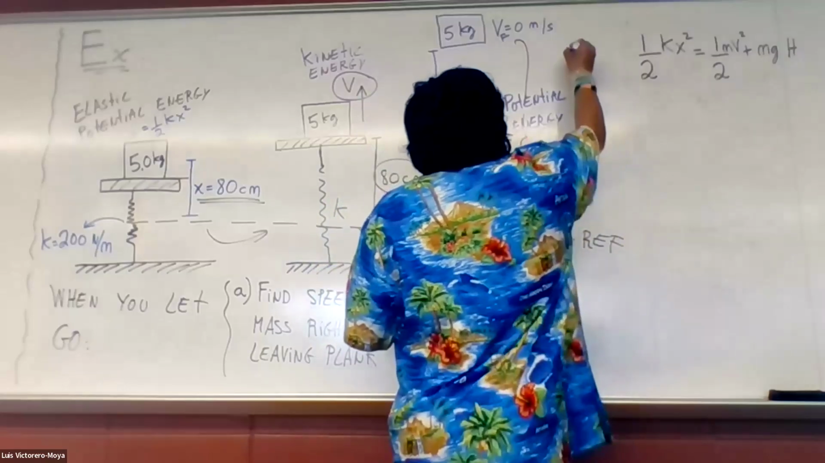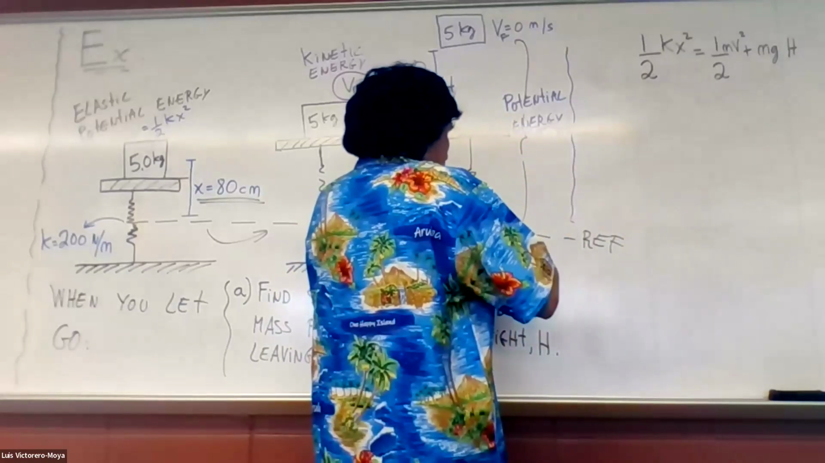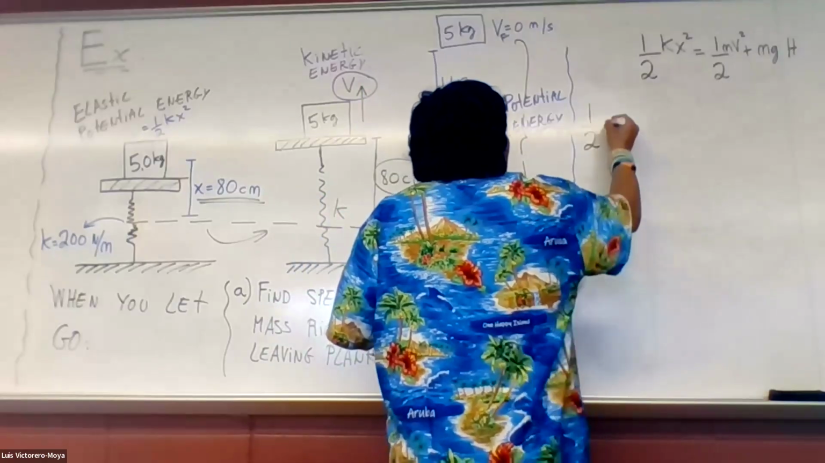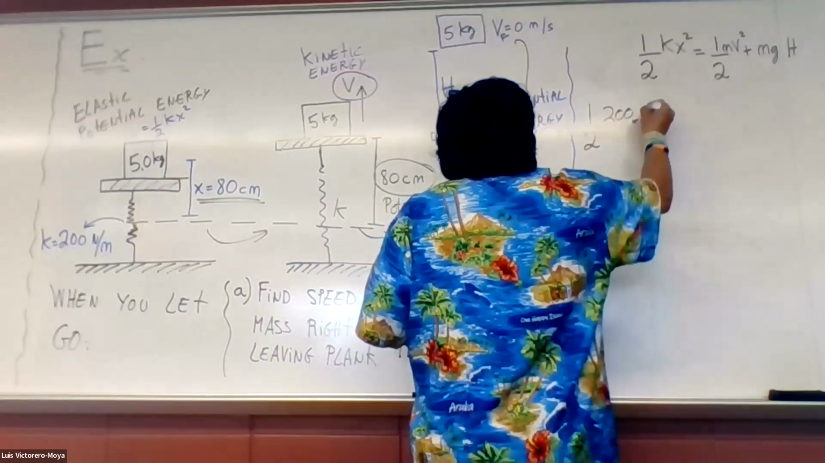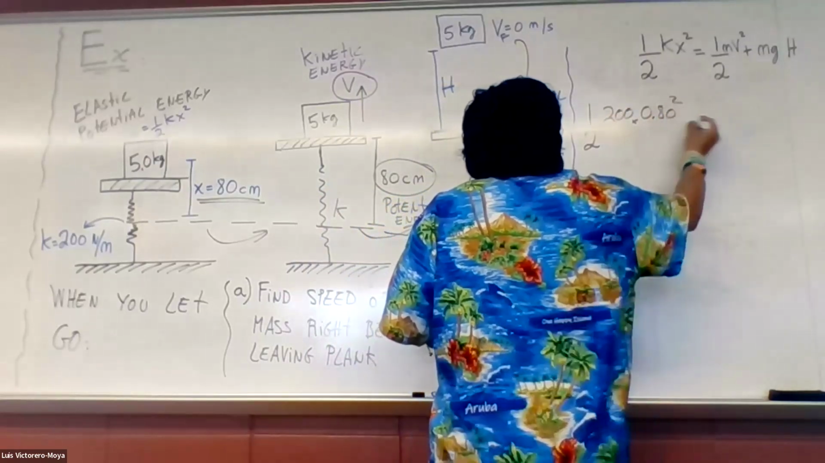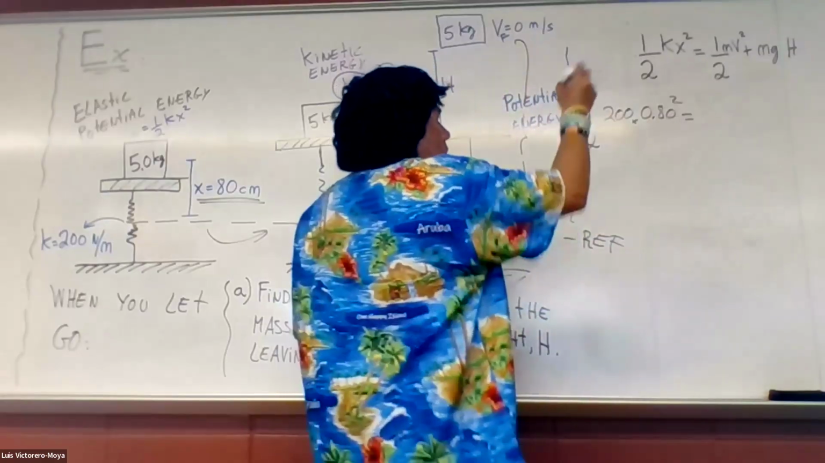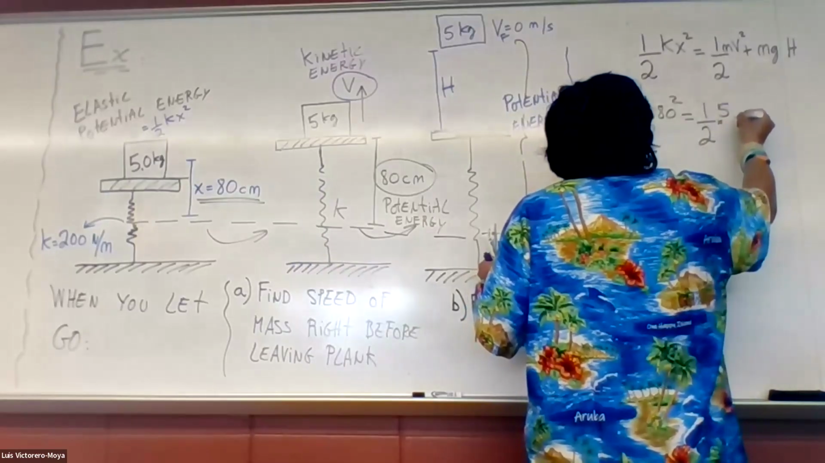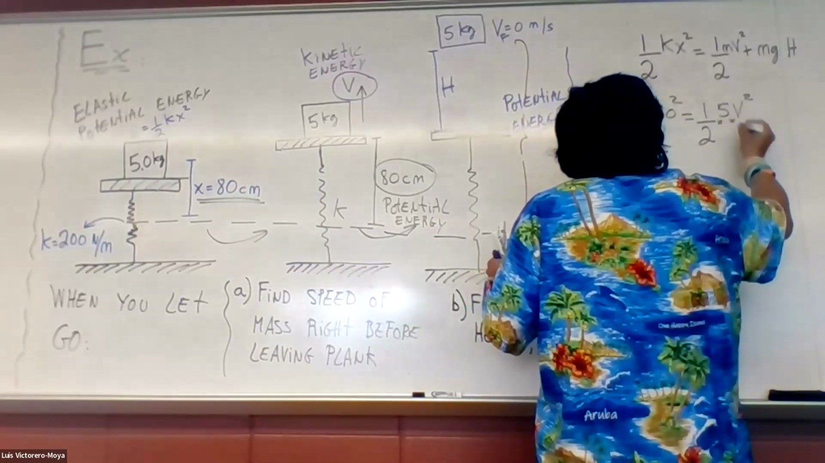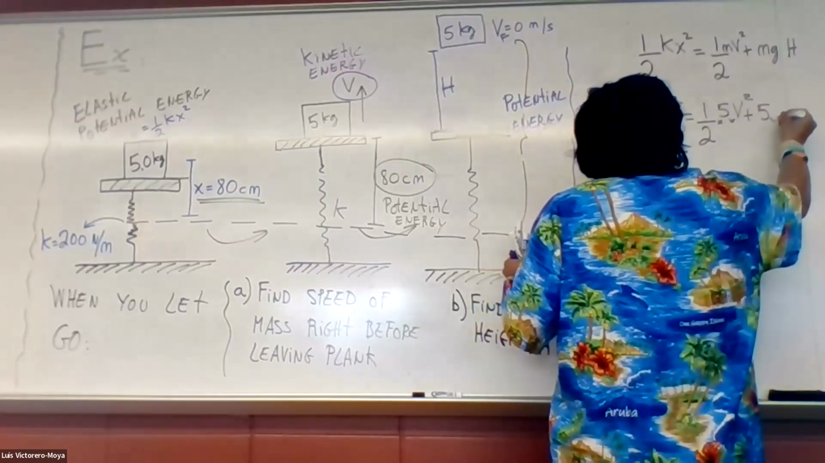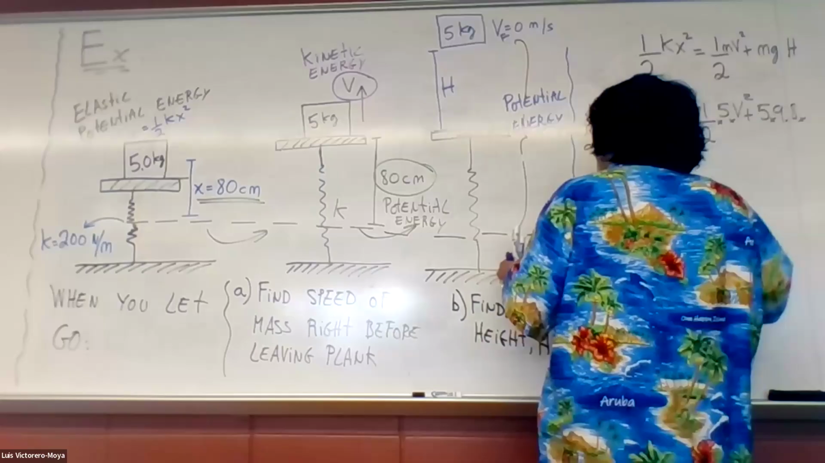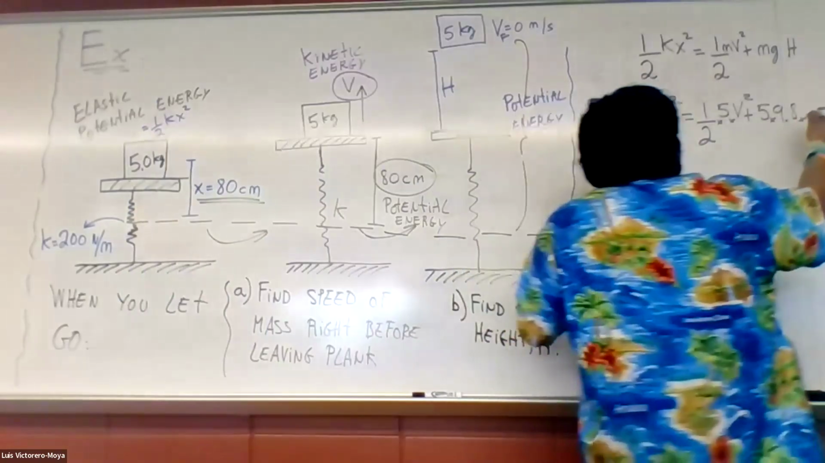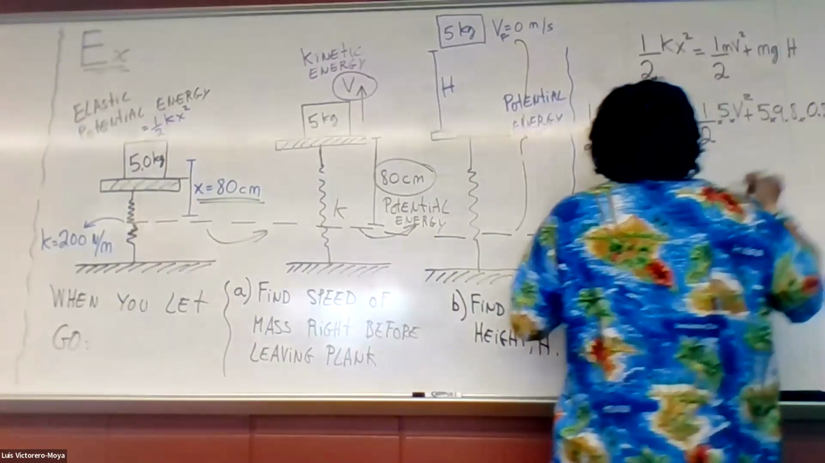Okay. So let's see. 1/2 times 200 times 0.80 squared is, that's why you need a mass now, 1/2 times 5 v squared plus 5 times gravity times what height? This height, 0.80. That goes here. All right, that makes it more interesting.